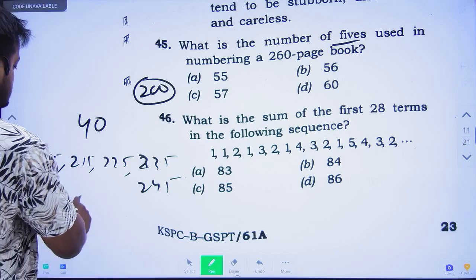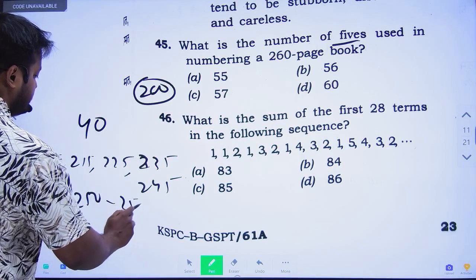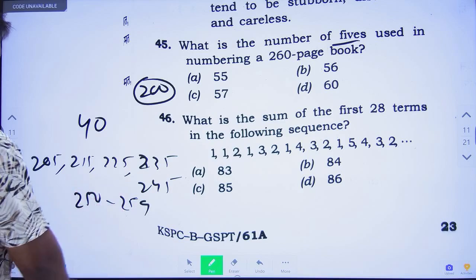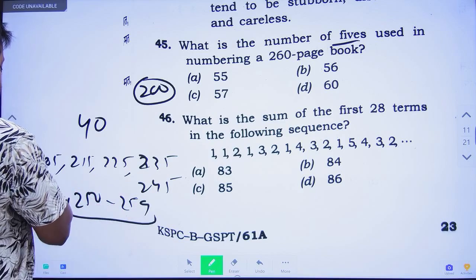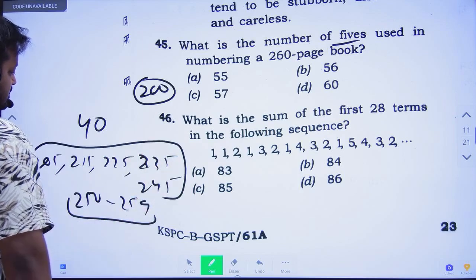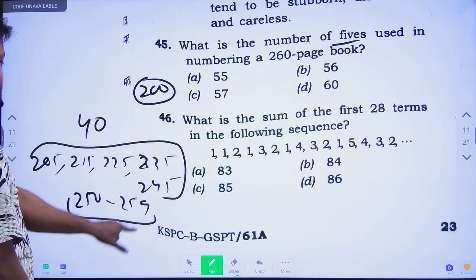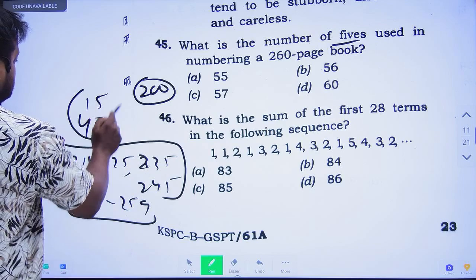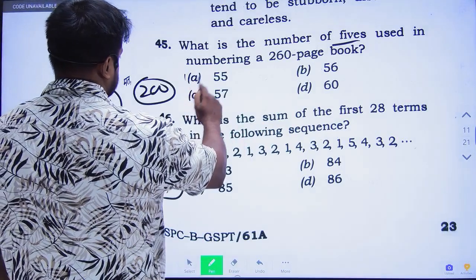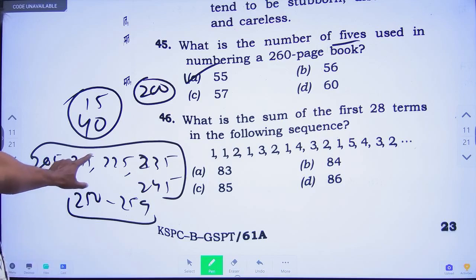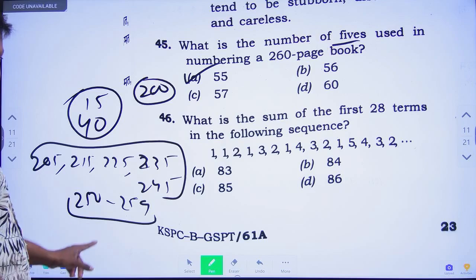Okay, now 250 till 259. This is 259 minus 250 plus 1. These are 10 numbers and this 5. So this is 5 to 15. This is 10. 10 plus this 5 means 15. So this is 55 times. I believe this is 55 times. Fine. 5, 15, 25, 35, 45, and this is no.